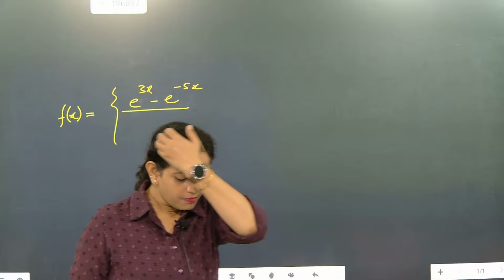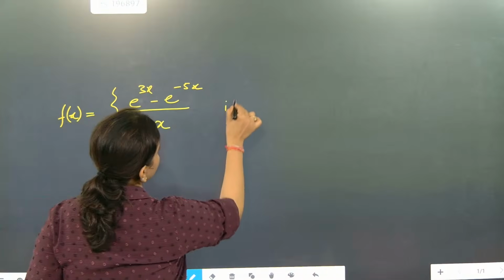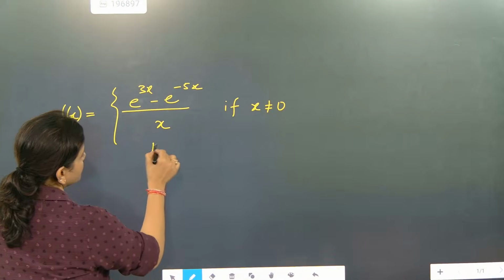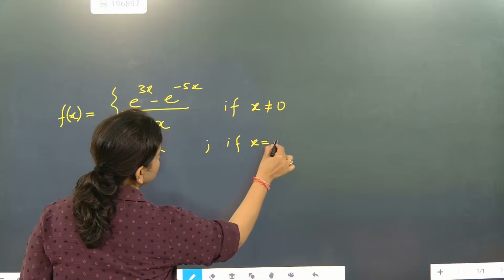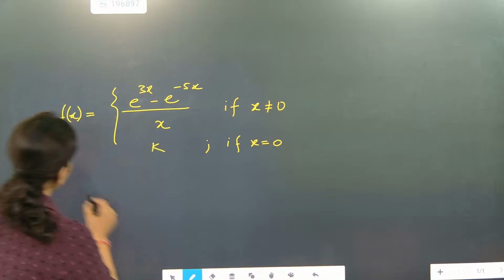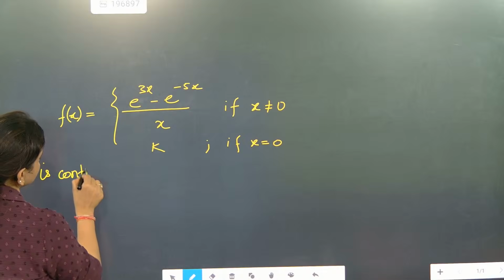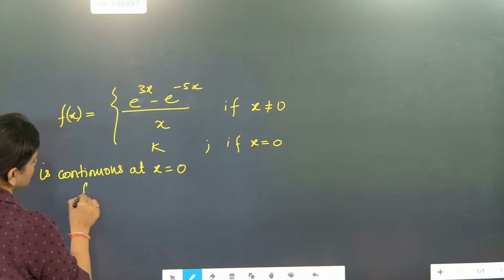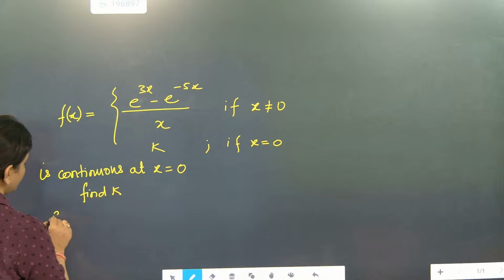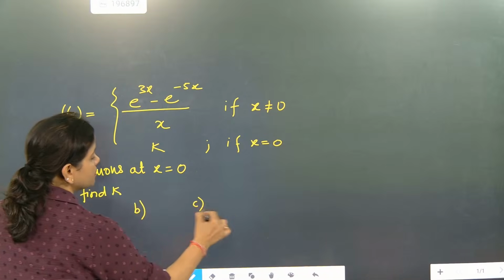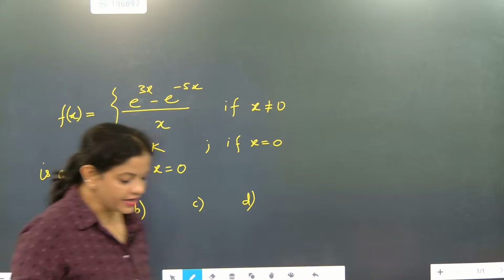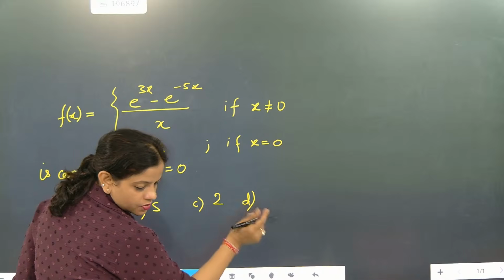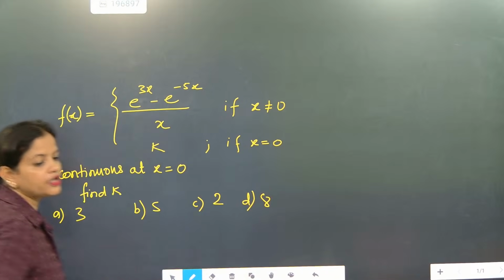By x, if x is not equal to 0, k if x is equal to 0, is continuous at x is equal to 0. Find k. Like this type of question only came in the exam sample paper. So finding variables we are going to use 3, 5, 2, 8. And your time starts now.